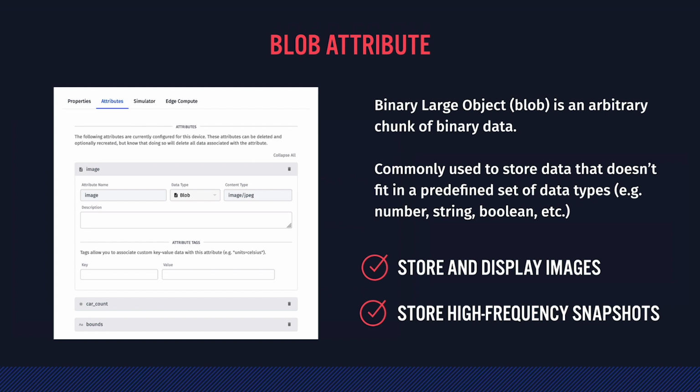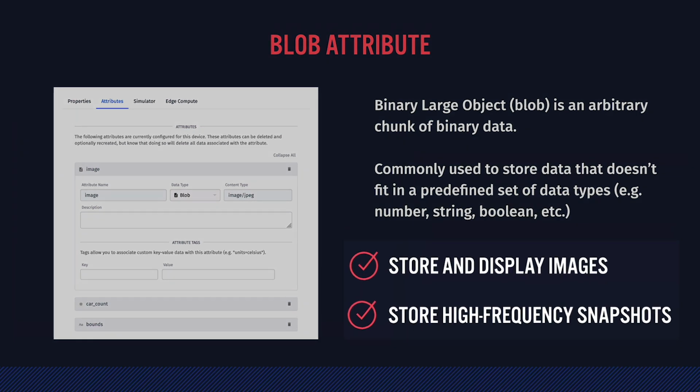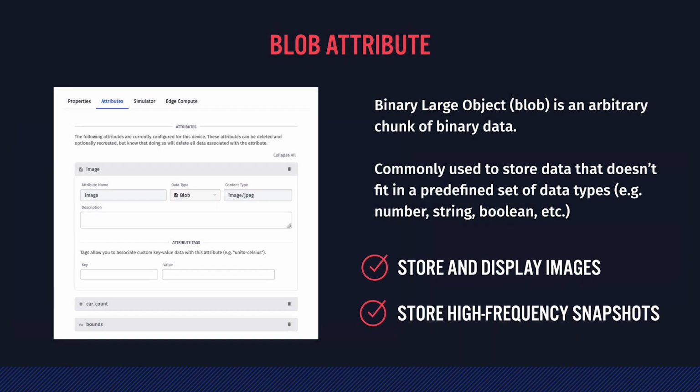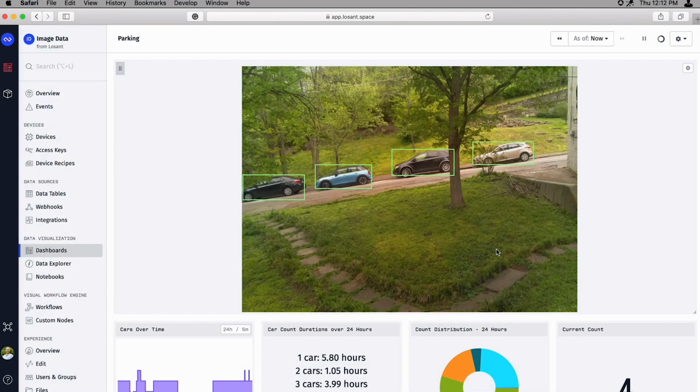The two main use cases we see for blobs are images, which I've just shown you, or high frequency snapshots. But blob attributes are really for images because images are becoming incredibly popular in IoT applications. So in this case, we're using images to count the number of cars, but images could also be used for visual quality inspection in manufacturing, or people counting within a space, or inventory monitoring. So there's a ton of really good use cases for images that you can now integrate into your Losant application.